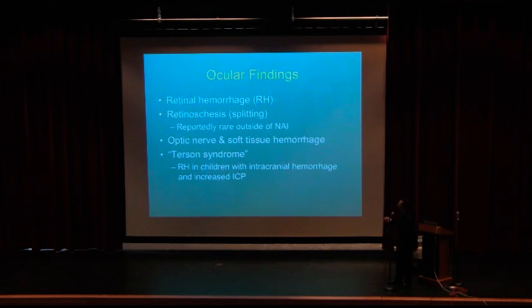Ocular findings, we've talked a little bit about retinal hemorrhage, retinoschisis, which is splitting of the retina. There's also optic nerve hemorrhage and soft tissue hemorrhage around the optic nerve, so coming out of the back of the eye. Oftentimes you might hear people talk about Terson syndrome, which is basically retinal hemorrhage in kids who have just a big swollen brain. So they have increased intracranial pressure and they get hemorrhages associated with that. It's pretty common. I see kids all the time that have retinal hemorrhage that have not been abused.